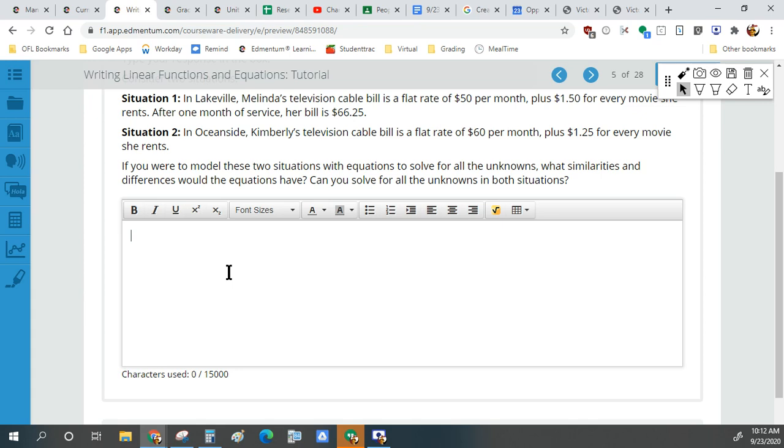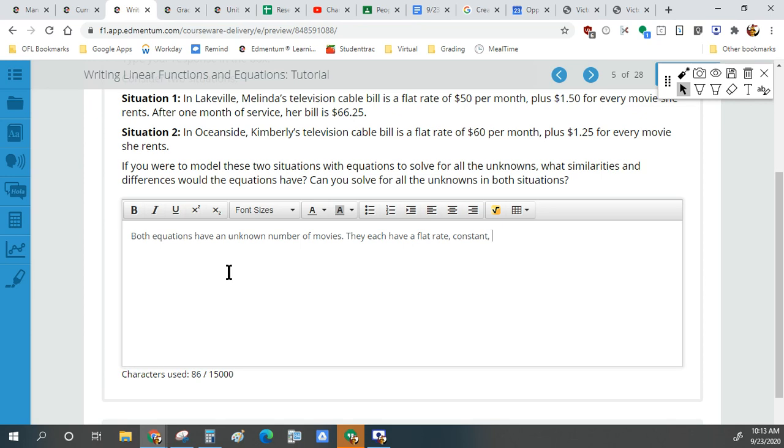All right. Both equations have an unknown number of movies. They each have a flat rate. When we talk about flat rate, we're talking about our constant. That's the thing that doesn't change. It's going to be that much every day.